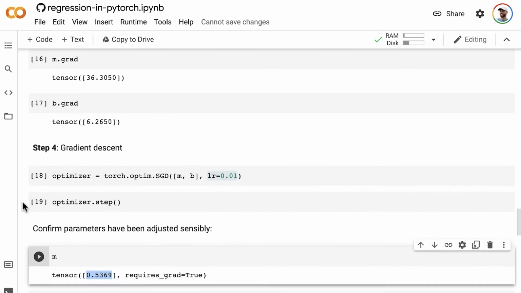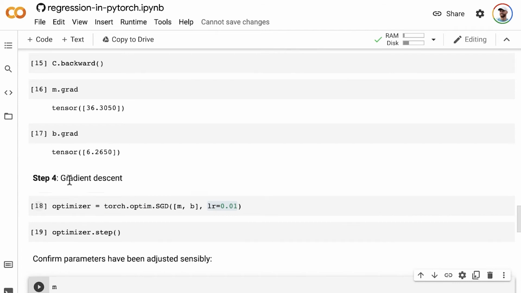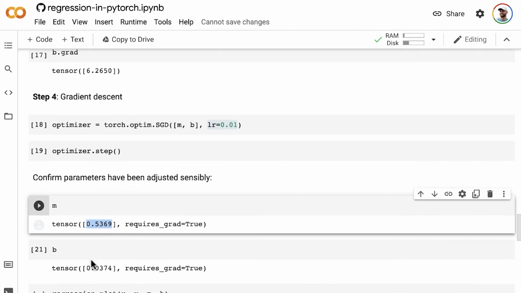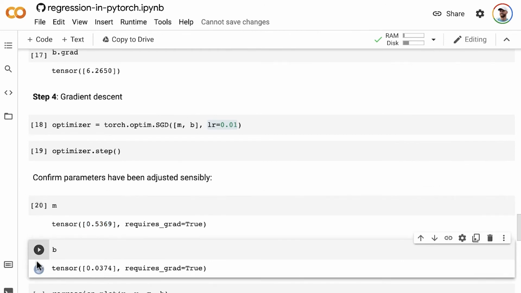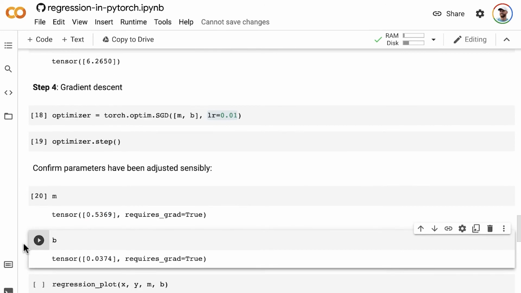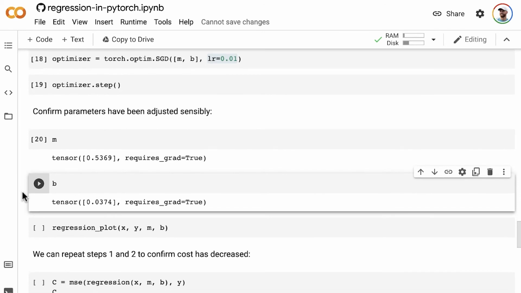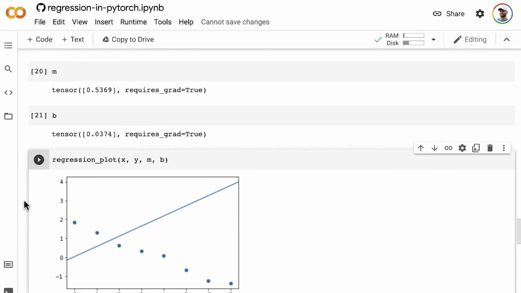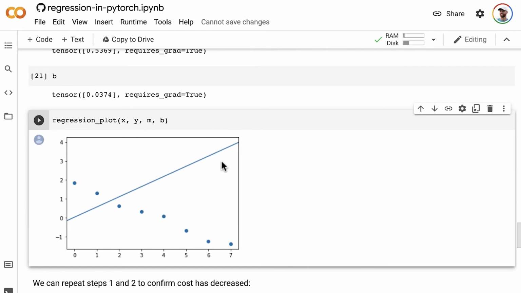And similarly, in step 4, the gradient descent algorithm recognized that there was a positive relationship between cost and B. And so similarly, B was decreased from 0.1 to 0.04. So did this work? So now we can test it. So let's replot our regression plot. And our line still doesn't fit our data points very well.